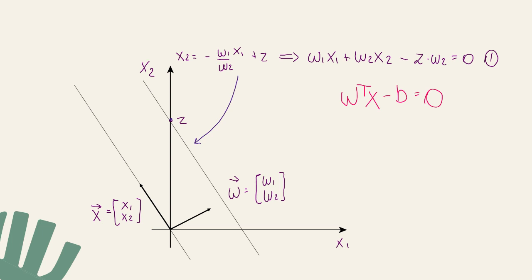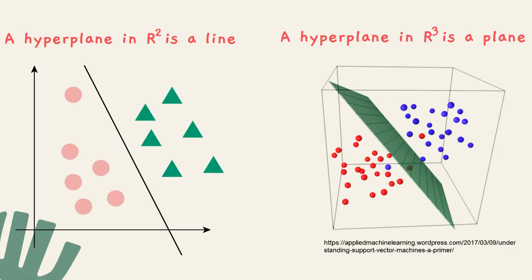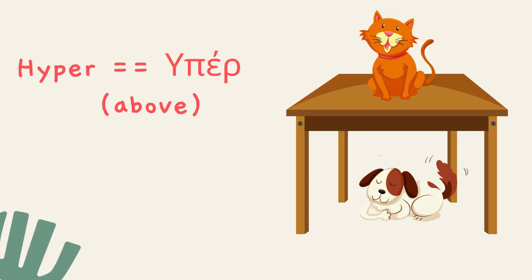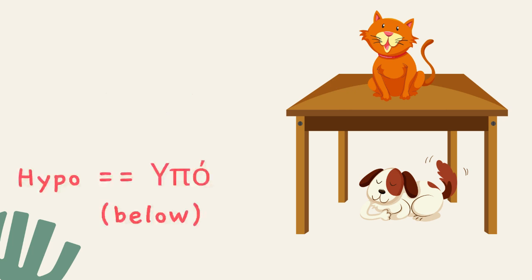An interesting and important thing to notice is that the vector w, which is a perpendicular vector to the hyperplane, is embedded in the equation of the hyperplane. A hyperplane is one dimension less than its ambient space. In our example of 2D space, a hyperplane will be a one-dimensional flat space, in other words, a line. In a 3D space, a hyperplane is a plane, and so on. If you ask me, I would have named it a hypoplane for that reason. Hyper in Greek means above, whereas hypo means below.